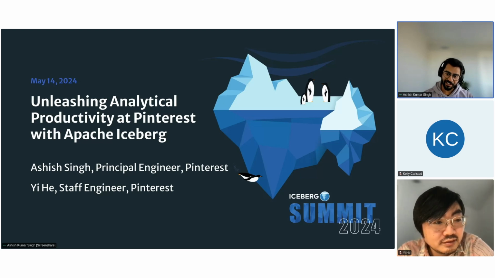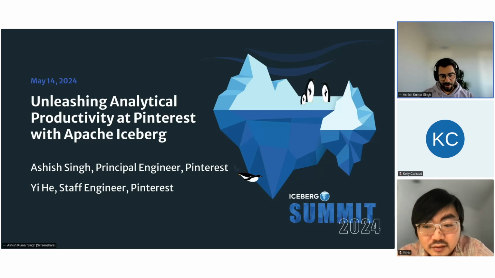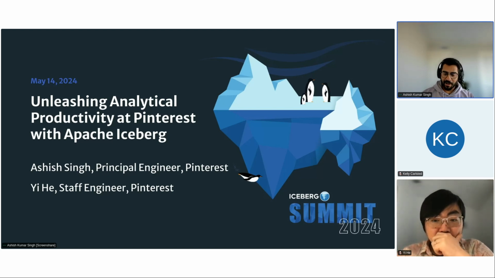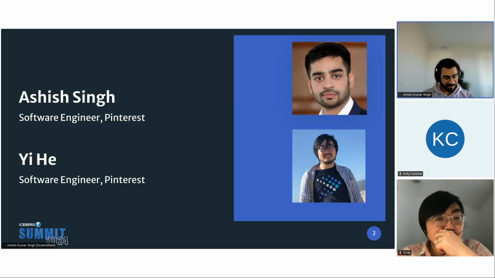In this session, we'll be talking about how at Pinterest we improved analytical productivity, specifically with Apache Iceberg. So let's get started. Let's talk about the first and the most important thing, which is about us.